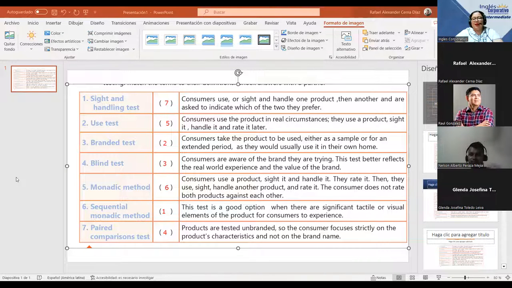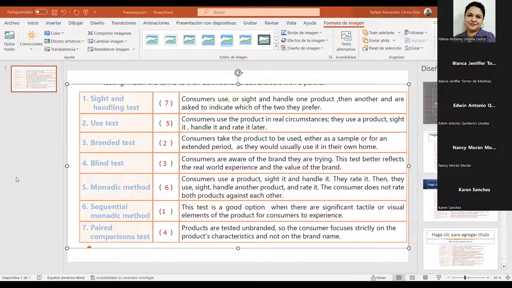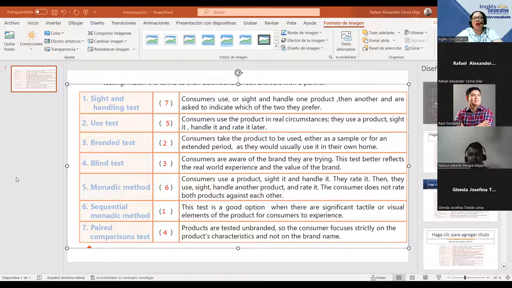Okay, teacher. Thank you. Okay, dear class. If we think about the strategies of product testing, we see that there are seven here in this list. This list has only seven. But let's see, sight and handling test is a good option when there are significant tactile or visual elements of the product for consumers to experience. Remember, experience is the key word here. Use test. This is when the consumer takes the product and they use it in real conditions.